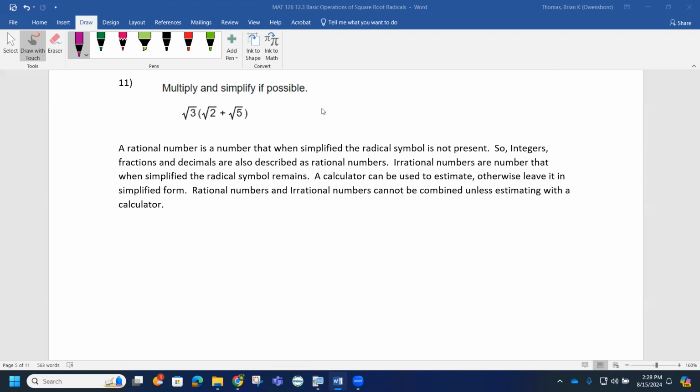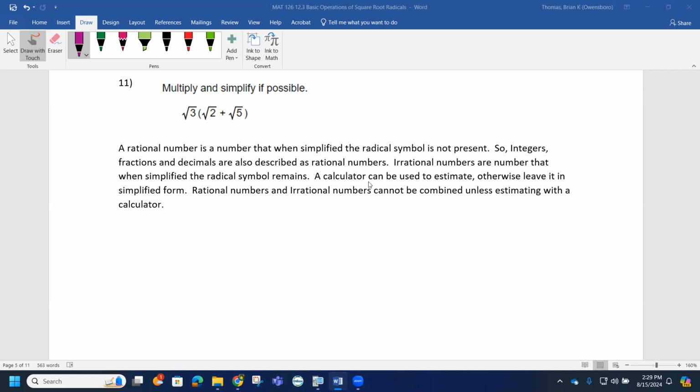So again, as we mentioned earlier, a rational number is a number that, when simplified, the radical symbol is not present. So integers, which again are like 0, 1, 2, 3, 4, -1, -2, -3, -4, and so forth and so on, those are what we call rational numbers. Fractions and decimals are also called rational numbers. Like I said, if the radical stays in the problem, we describe that as irrational.